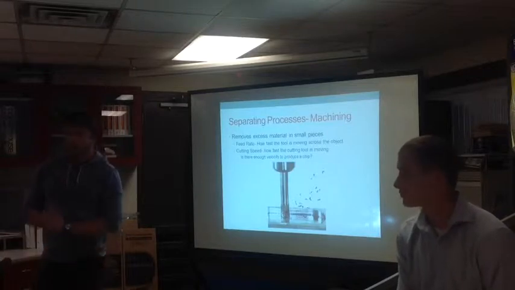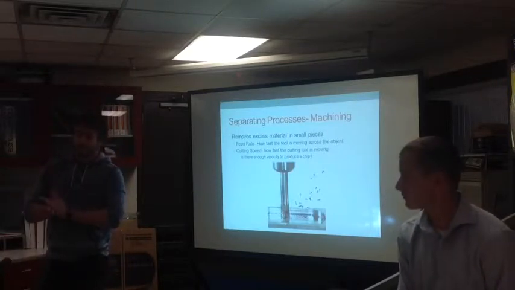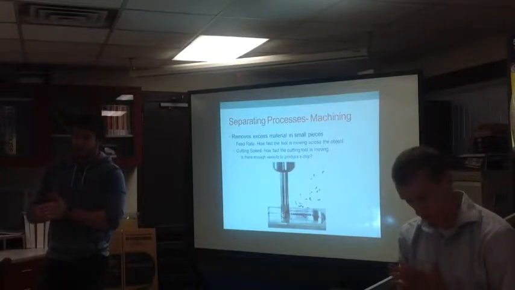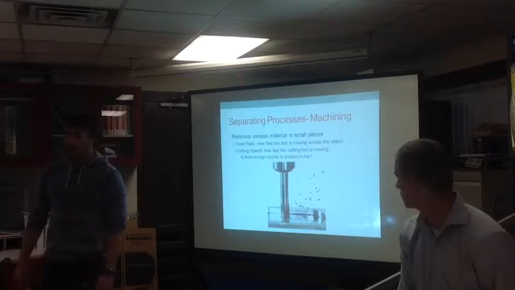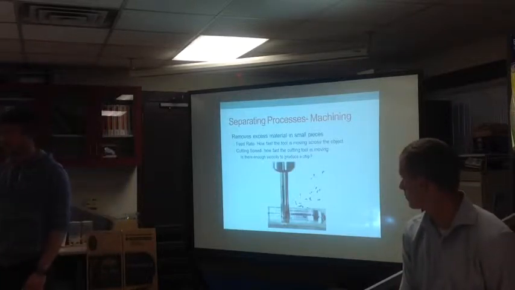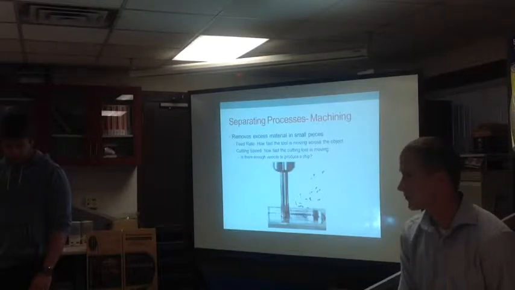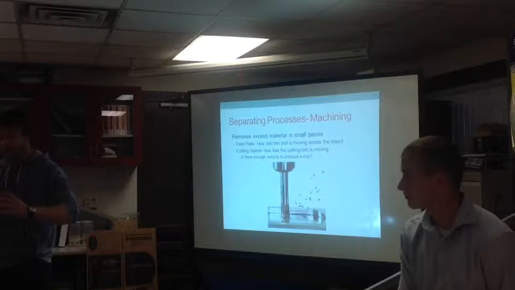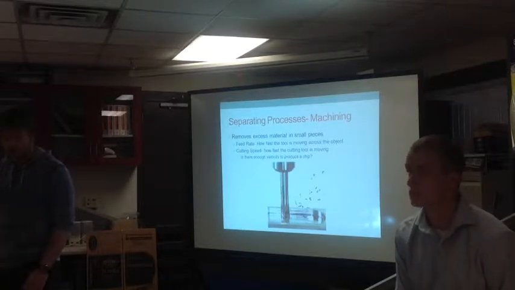So now we're going to get into some separating processes, specifically machining. Machining removes material in the form of a chip. And two things that you need to consider when you're machining are the feed rate, how fast the tool is actually moving across the object, and the cutting speed, which is how fast the cutting tool is moving.